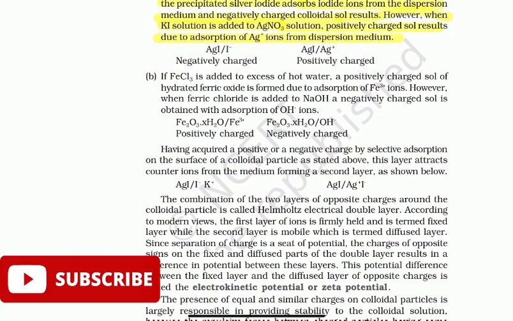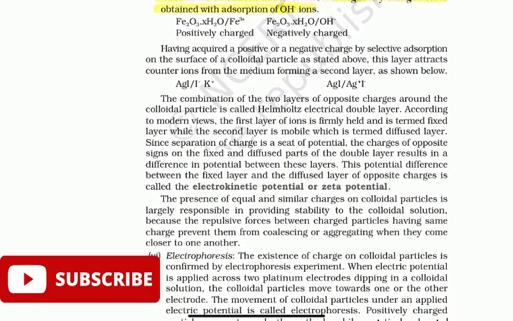If FeCl3 is added to excess of hot water, a positively charged sol of hydrated ferric oxide is formed due to the adsorption of Fe3+ ions. However, when ferric chloride is added to NaOH, a negatively charged sol is obtained with adsorption of OH- ions.